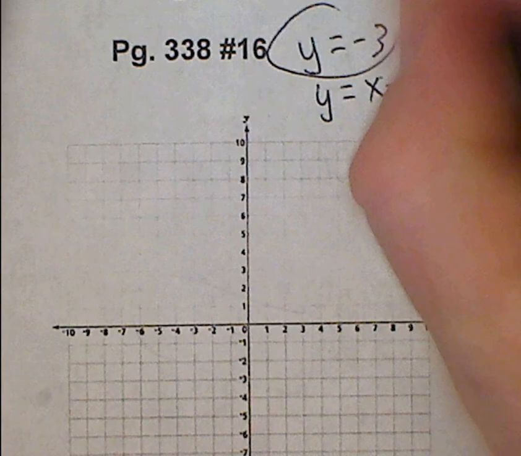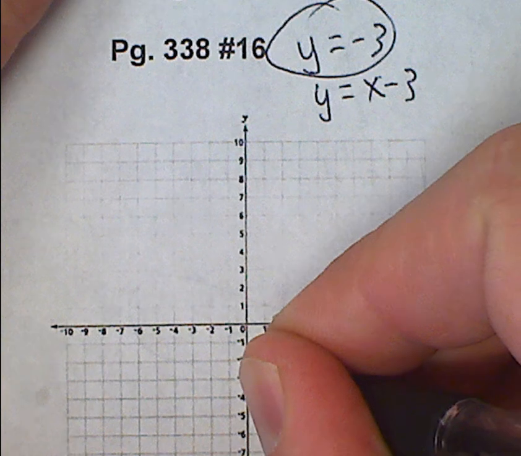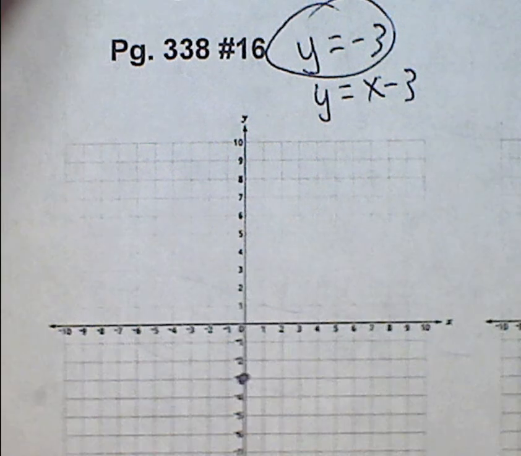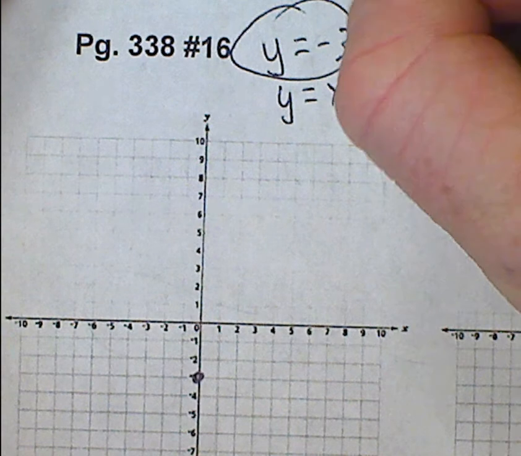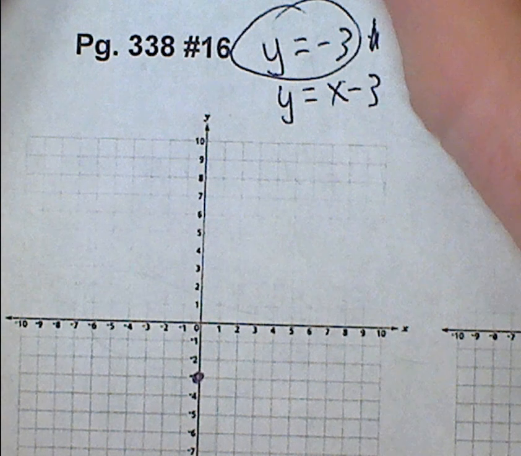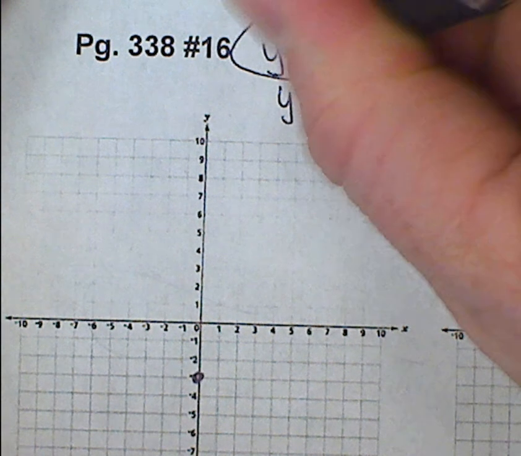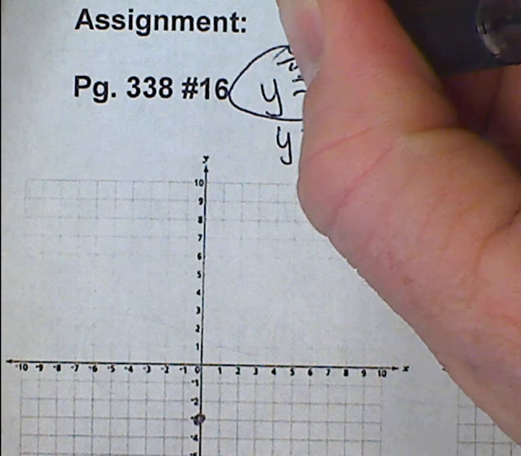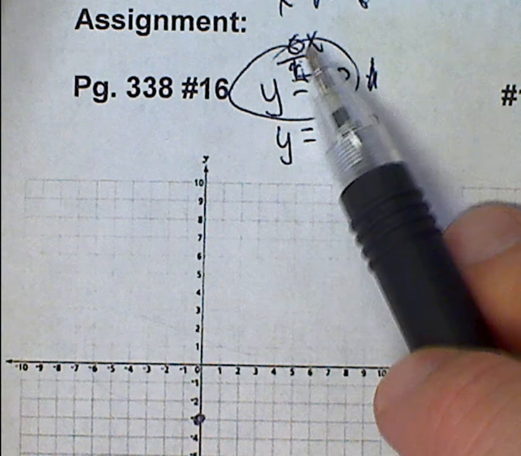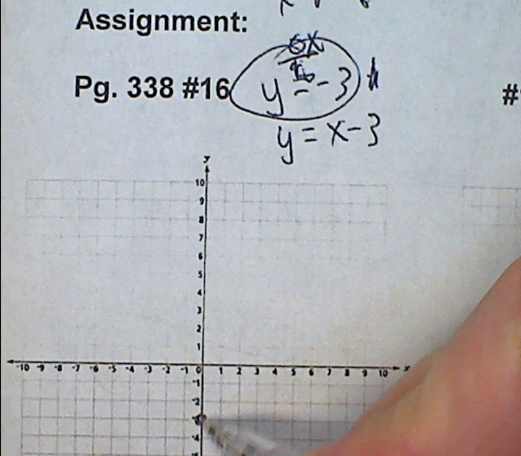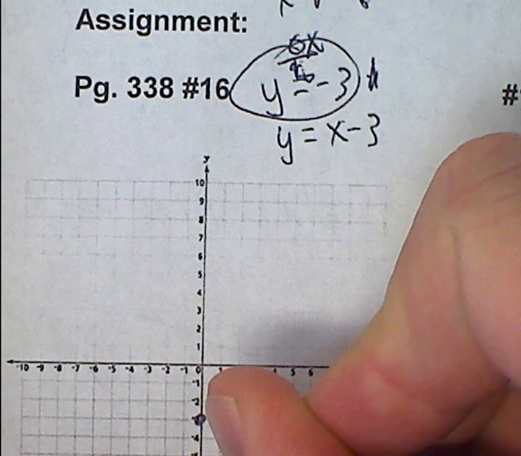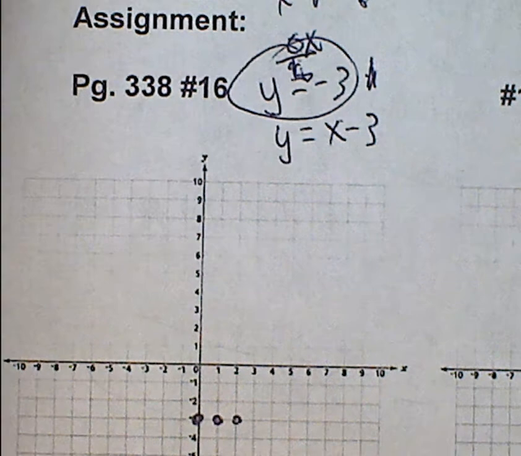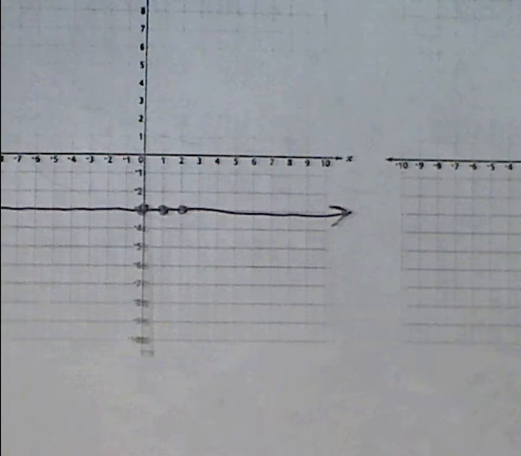So y equals -3, there is my y-intercept. My slope is actually 0x because it doesn't exist. If it doesn't exist, I have 0x. That means I could put anything underneath that I want. So if I go up 0 over 1, it's going to just be a straight line left and right.